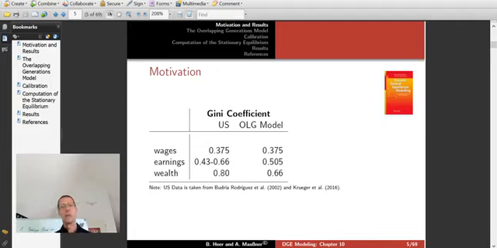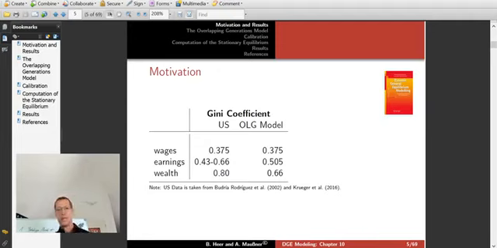And that's a particular characteristic feature of the overlapping generations model, which was shown by Mark Huggett, that it can generate a lot of wealth distribution and wealth inequality and gets close to the empirical value of 0.80. Not perfectly close, but very close.